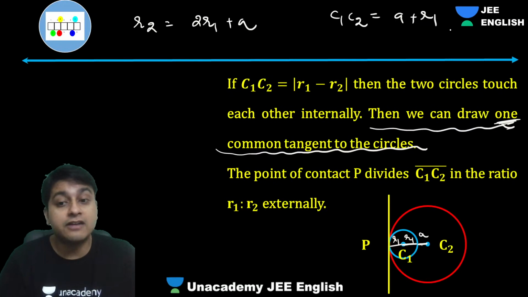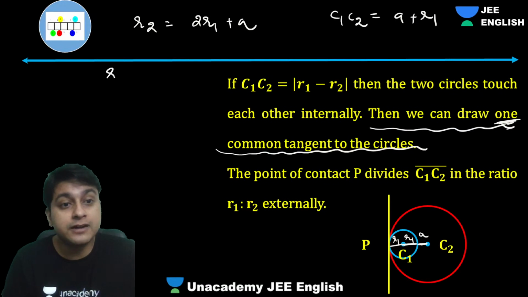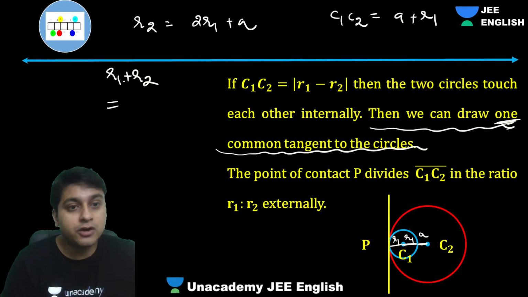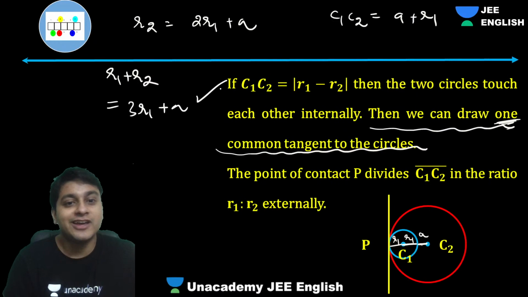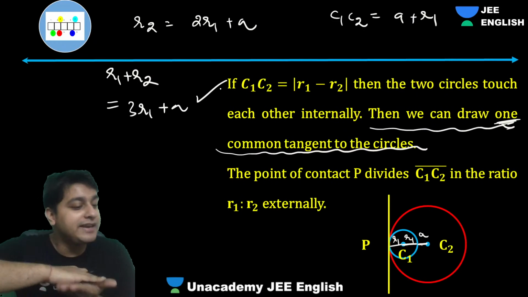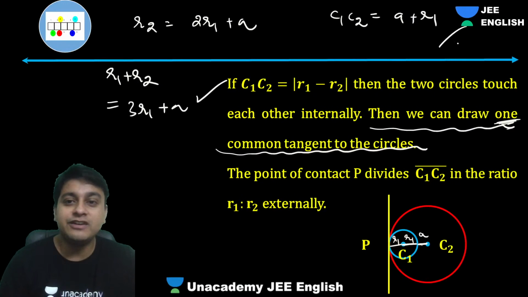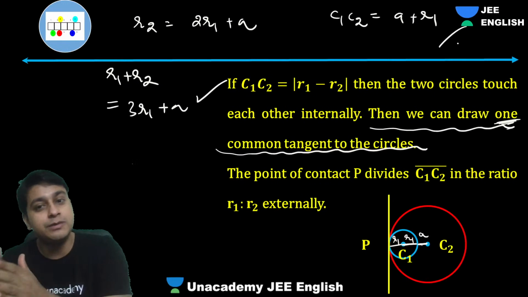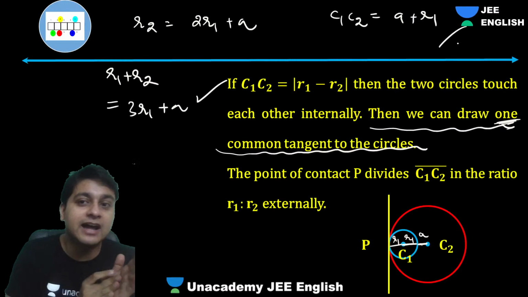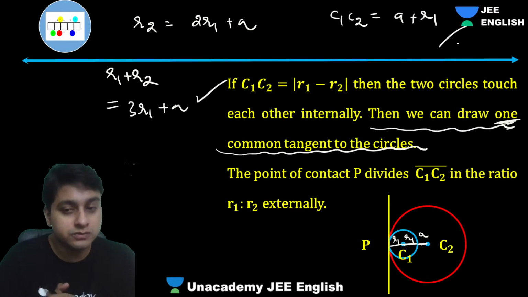And what is your R1 plus R2? R1 plus R2 is what? A huge number this time, right? Because R2 is already this thing. So we will get 3R1 plus A. So this is obviously, guys, many times more than this, so we are not able to compare this. C1C2 will be definitely less than this R1 plus R2, right?